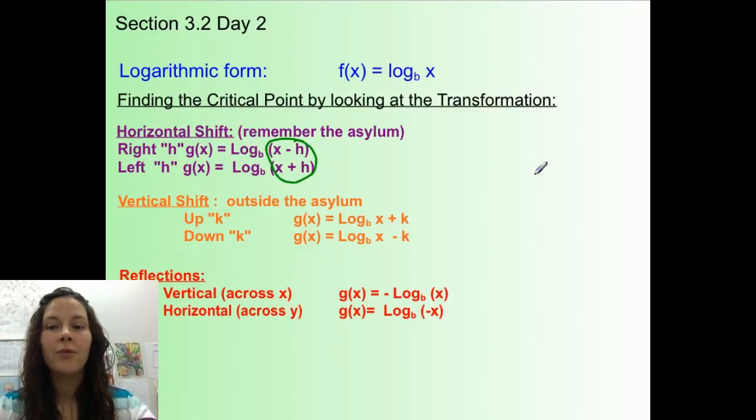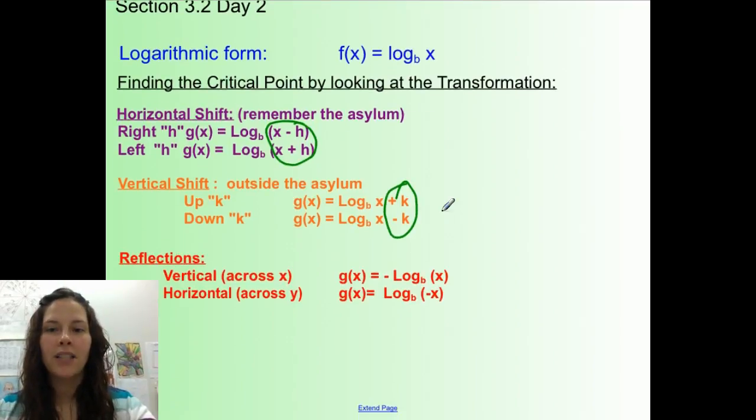Vertical shifts are outside the asylum. Notice they are not being grouped with the x. That would move the graph up or down. And if they're outside the asylum, they're normal. So adding does go up and subtracting does go down. And then the two different types of reflection. Again, if it is not grouped with the x, it's a vertical reflection, or across the x-axis. If it is grouped with the x, it's a horizontal reflection, or across the y-axis.